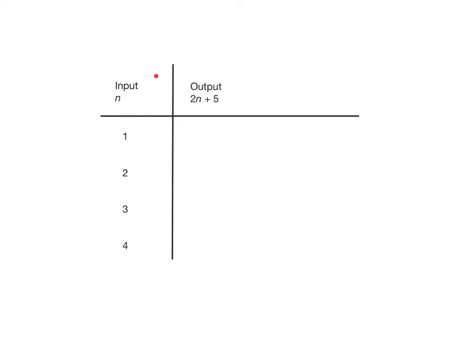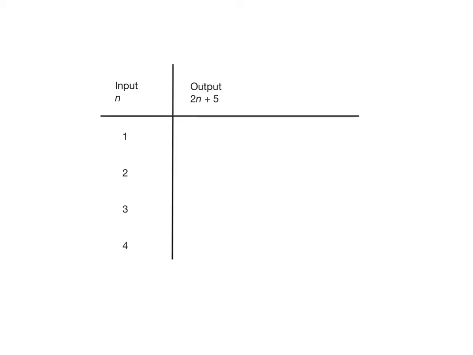Another way you may see the question on the previous page is by this table. On one side of the table we have our input, which is just our variable n, and on the other side we have our output, which is the algebraic expression. For our input, we have the numbers 1 to 4, so that means n equals 1, n equals 2, n equals 3, and n equals 4. The purpose of this table is to solve our algebraic expression by substituting these numbers in for n with our output. So let's try the first one.